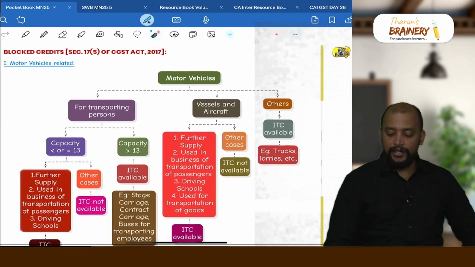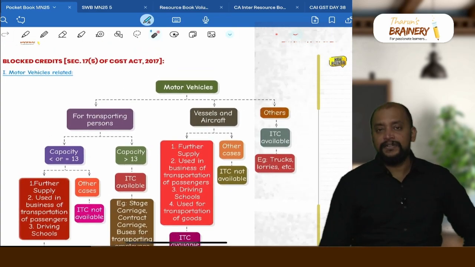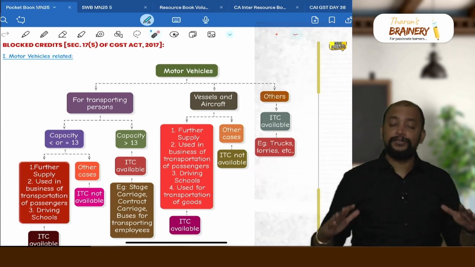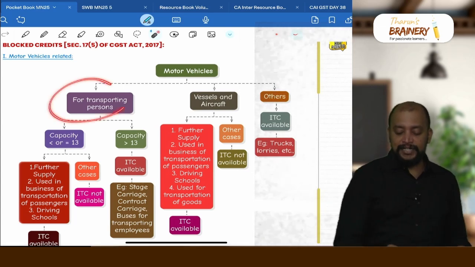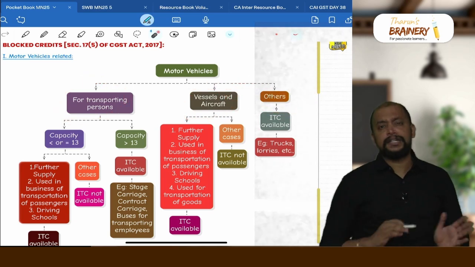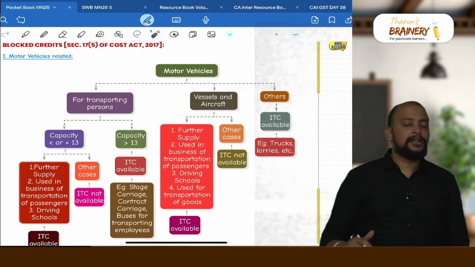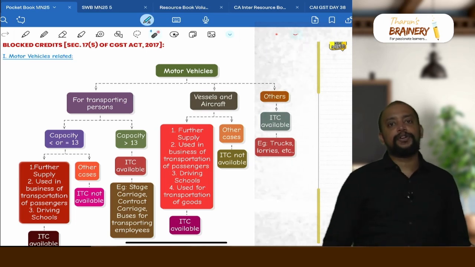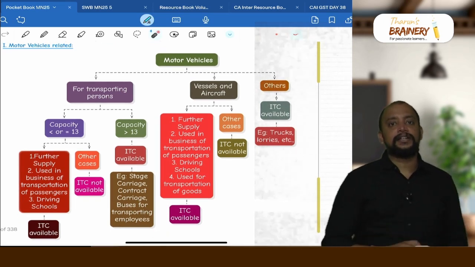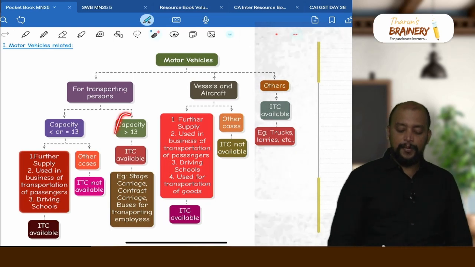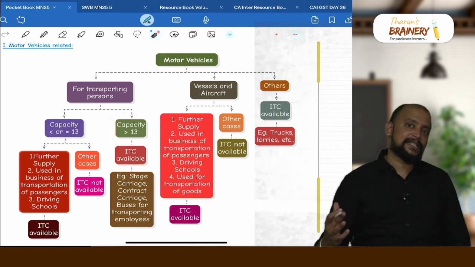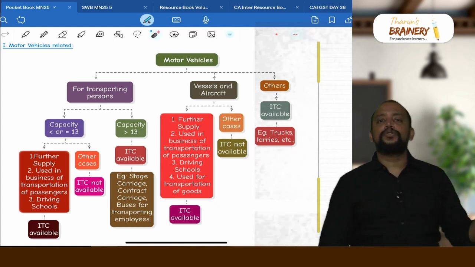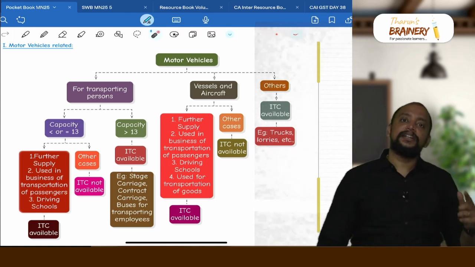Then we have blocked credits, 17 subsection 5, motor vehicle related blocked credit. Motor vehicles are divided into 3 types: vehicles for transporting persons, vessels and aircrafts, and other motor vehicles. Other motor vehicles are not at all restricted, so we can happily take ITC, like lorries, trucks etc. Then motor vehicle for transporting persons: if capacity exceeds 13 including driver, ITC is available, example buses, stage carriages, contract carriages. If capacity does not exceed 13, like 2-wheelers, 4-wheelers, etc., here it is blocked credit.